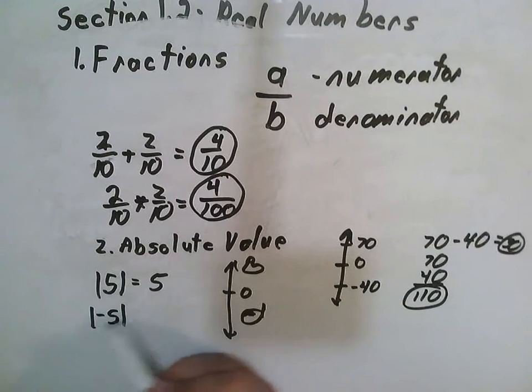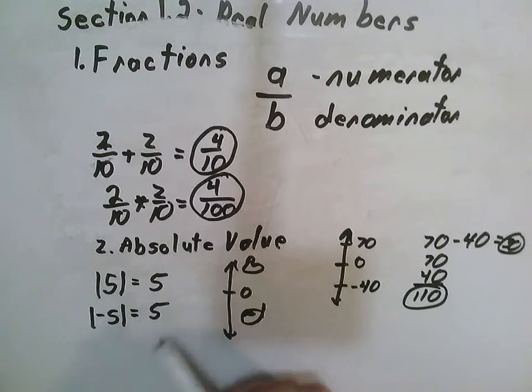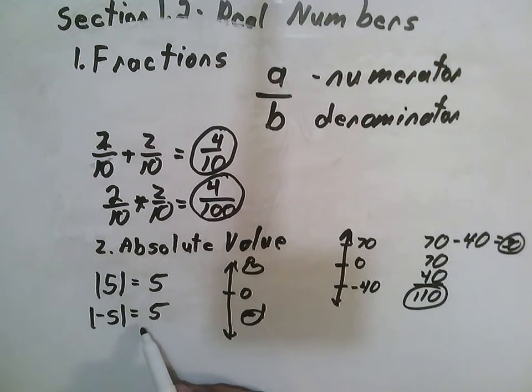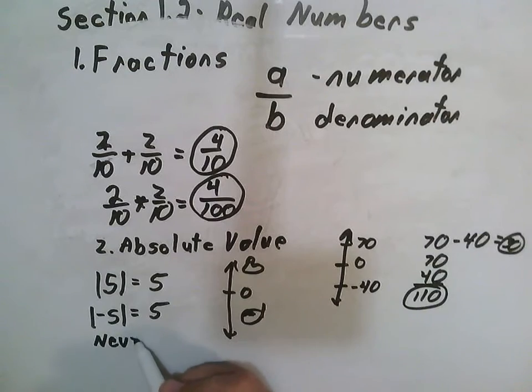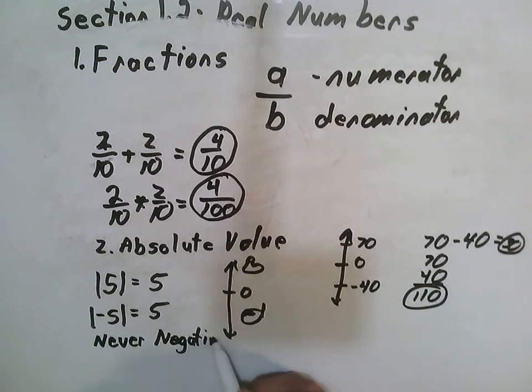Just like negative 5 has the same absolute value. Because they're always positive, all you do is drop the negative sign. Once again, negative 5 is 5 spaces from 0. Hence, the absolute value of it is 5. And the absolute value is never negative. It's always positive. Or if you use 0, it could be 0.